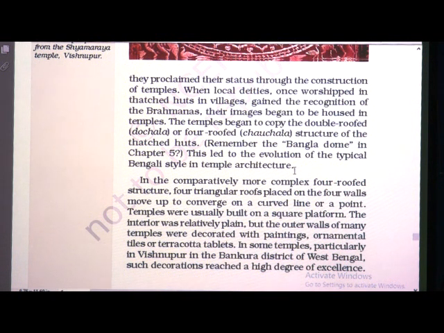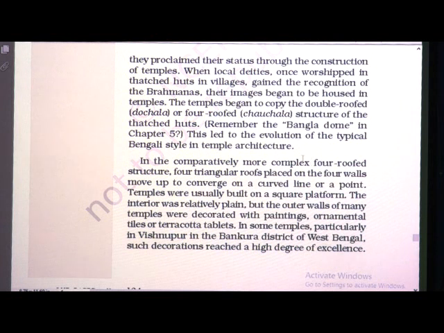Again, a new type of construction emerged. When local deities once worshipped in thatched huts in villages gained the recognition of the Brahmanas, their images began to be housed in temples. Now the temples began to copy what? Double roofed or four roofed structures of the thatched huts. So we learnt about this type of construction in chapter 5.